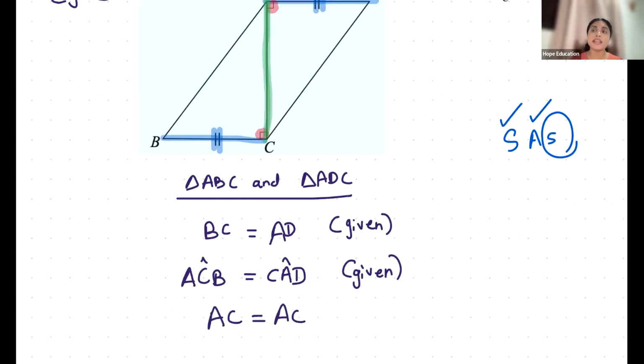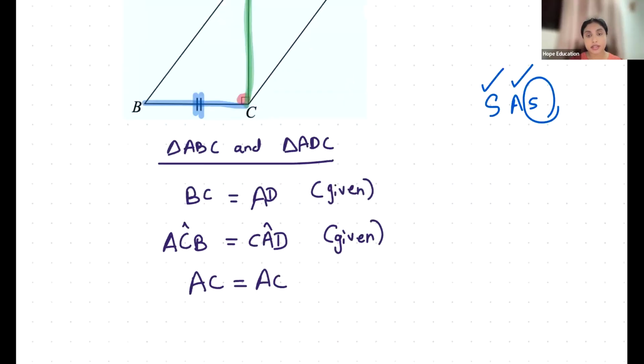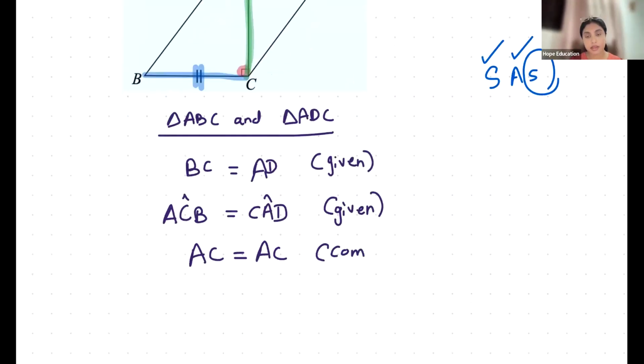And what would be the reason for that? I can't say it's given, no? It's not directly given. Can you see that this side is a common side to both the triangles? This AC side is common to both the triangles, no? So here, I will write the reason as common side. Again, don't worry too much about the reasons because as we go, writing reasons will become easier for you. At the beginning, you might be a bit confused, but it will become easier.